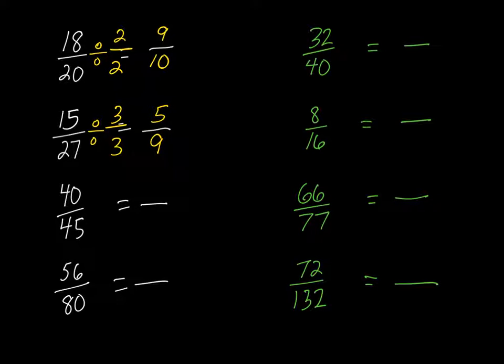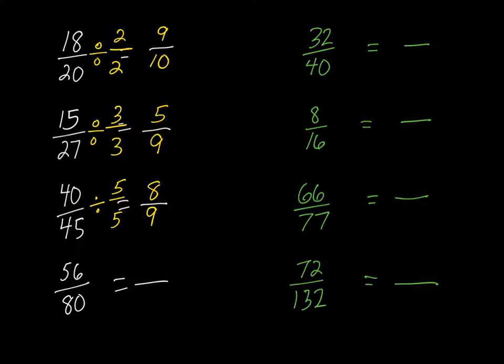Then we have 40 over 45. I can divide top and bottom by 5. Again, I'm thinking what numbers go into 40, and I'm going through in my head. This is where math facts are very helpful. I know that 5 goes into 40, and 5 also goes into 45. So that gave me 8/9.